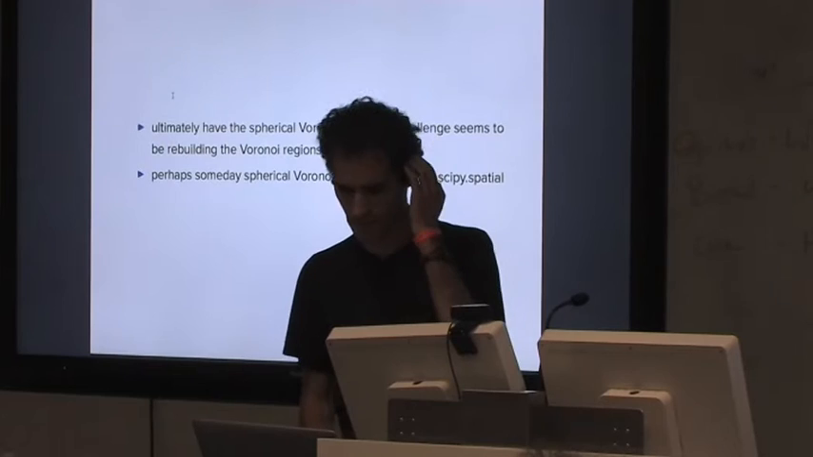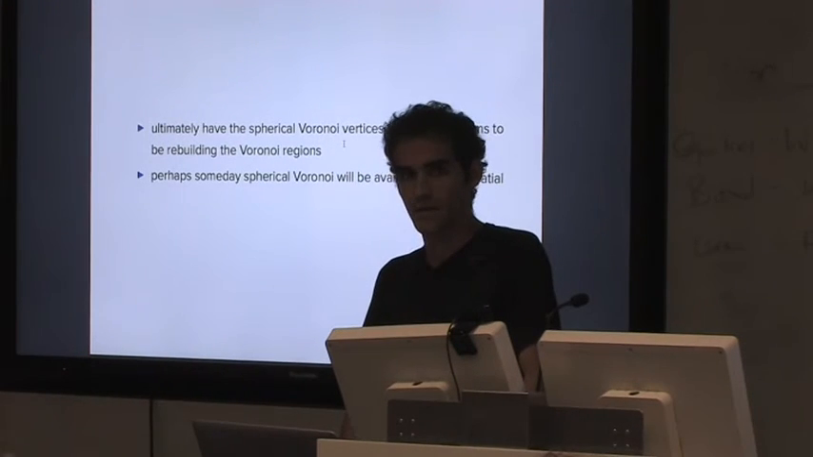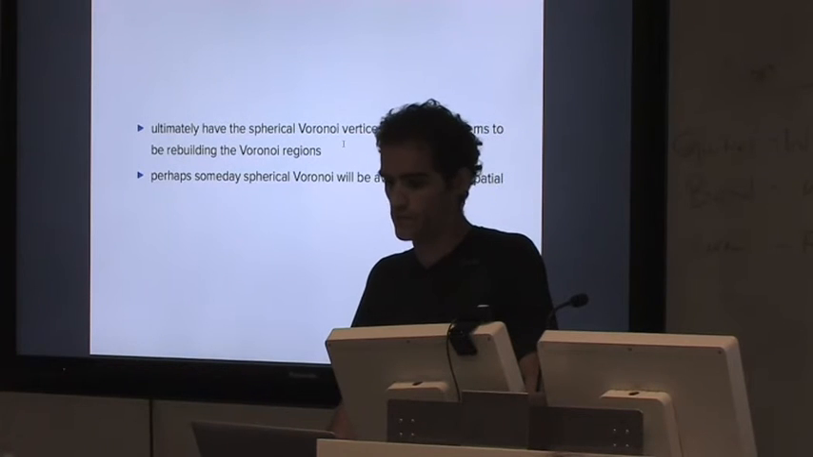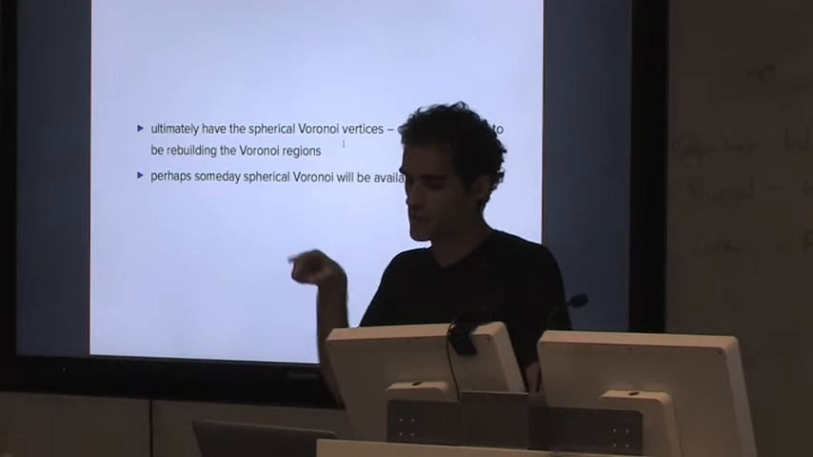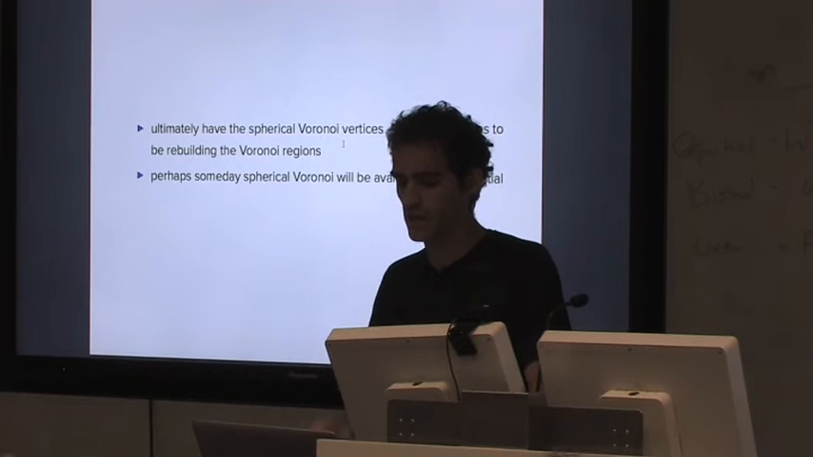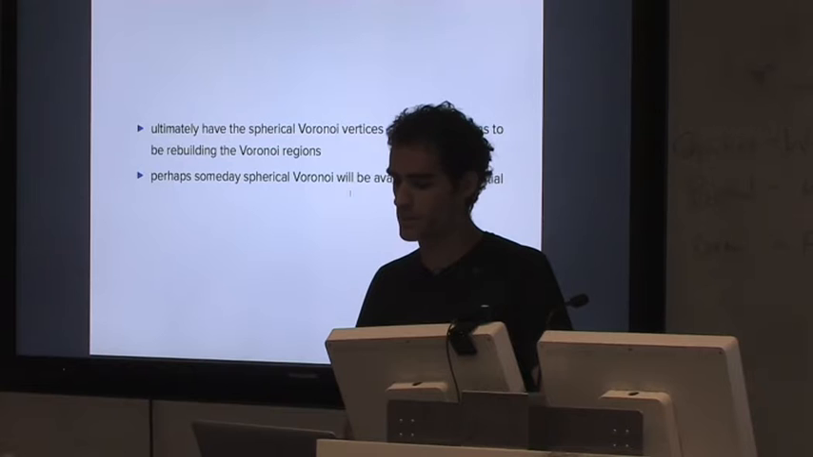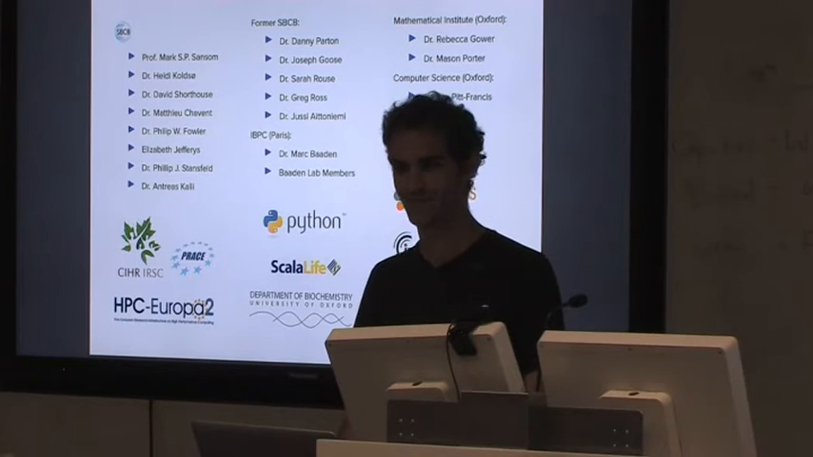So just two small conclusions. Ultimately, in a fairly small number of steps, I have the Voronoi vertices on the surface of the sphere. And the challenge seems to be to take that data. So we almost have the answer; we just need to know how to connect the points to form the diagram. And maybe someday spherical Voronoi will be possible in scipy.spatial, if people think that's useful. So that's all I have to say.